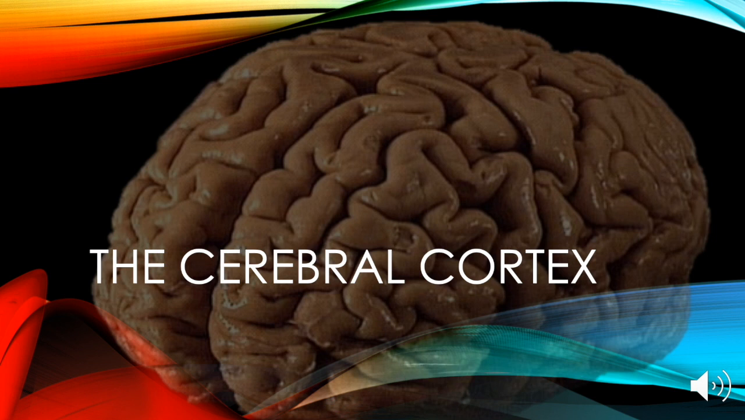But this is a little different than what we've been talking about so far. So far, all the parts that we've been talking about are mostly on the inside of the brain. This is on the outside of the brain. So the outside area is mostly called the cerebral cortex, and it has a completely different set of functions than all the parts that we've been talking about before. So let's get into that.